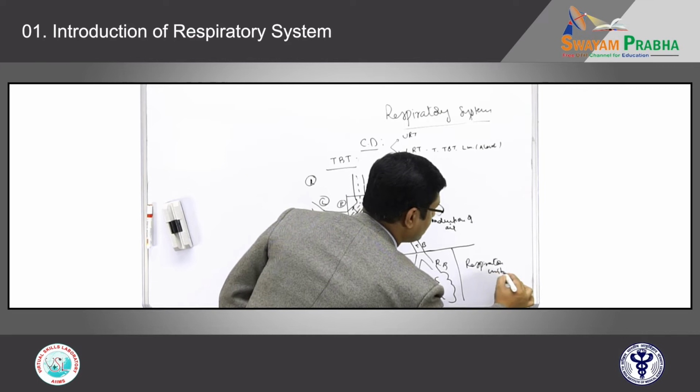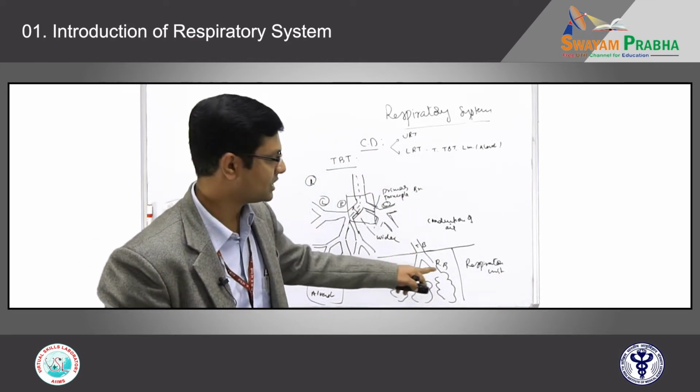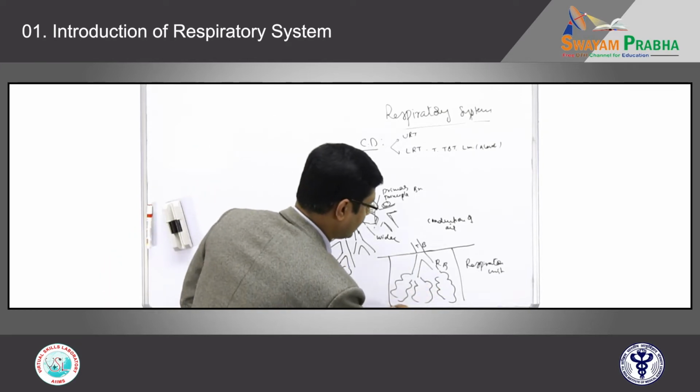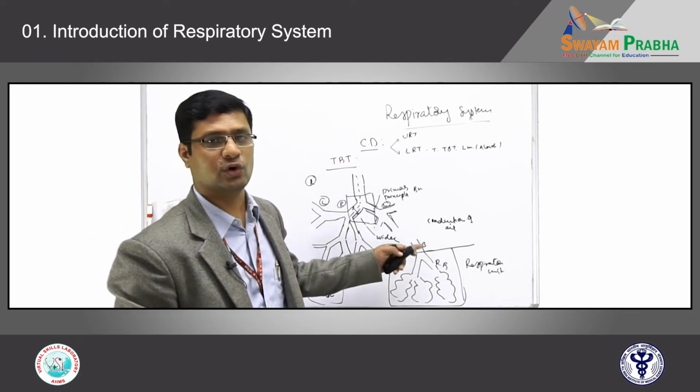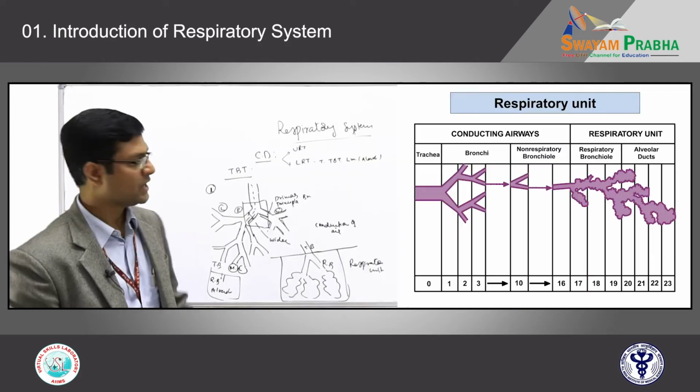So, one terminal bronchiole leading into a respiratory bronchiole, with certain branches along with a bunch of capillaries, is one respiratory unit. Like this, we have numerous respiratory units throughout the lung parenchyma. Okay, all of you understand? This is the respiratory unit. See the picture.